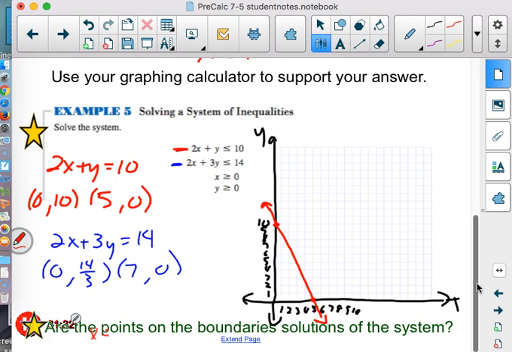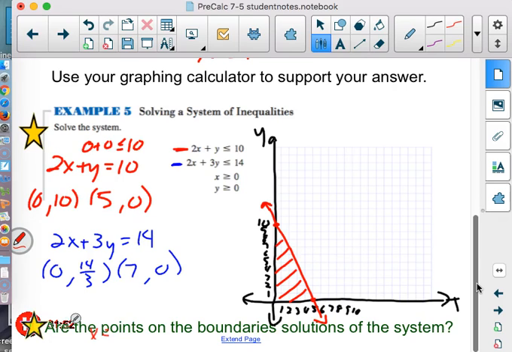And then we need to shade. So 0, 0 is an excellent one to try for this. So we'll put 0 plus 0 is less than or equal to 10. Sure it is.